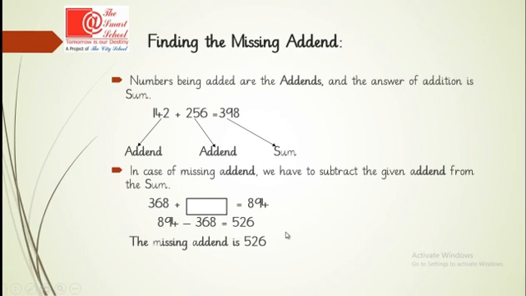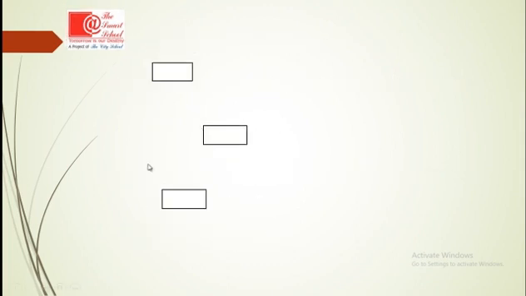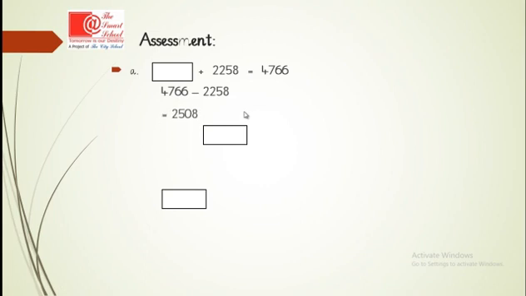Now we will do some more examples, but these are actually your assessment, to see how much you have learned. I hope you can do it easily. The first question is: the addend is missing plus 2,258 and the sum is 4,766. How do we arrange this? Yes, very nice. First we will write 4,766, then we will write minus the given addend 2,258. Now what is the answer? Yes, very nice. The answer is 2508, which is the missing addend.